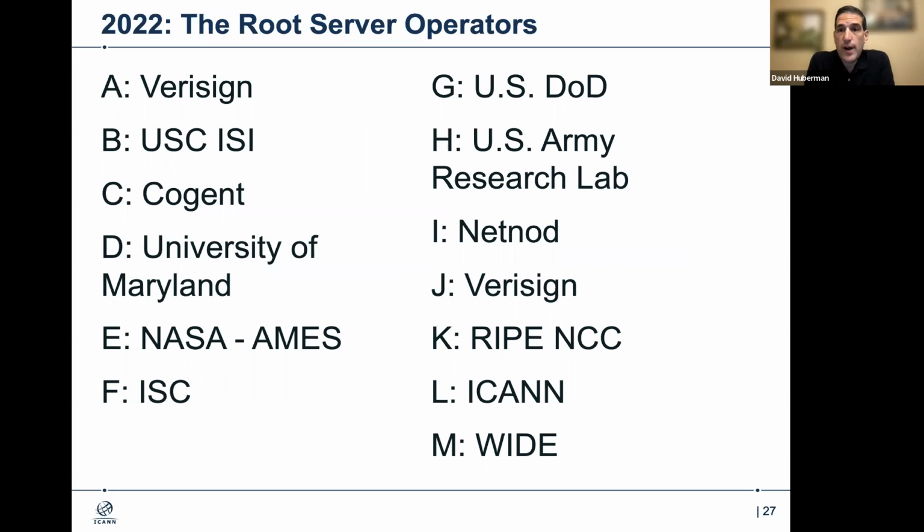There are 12 root server operators. VeriSign, which is listed here first for A root, also operates J root. NetNod in Sweden is in Europe. RIPE NCC, which is in Amsterdam, runs K root. ICANN itself, we run L root. But even though most of these are United States companies, they have many, many instances inside of Europe. There's like 300 or so instances in continental Europe from many of these.